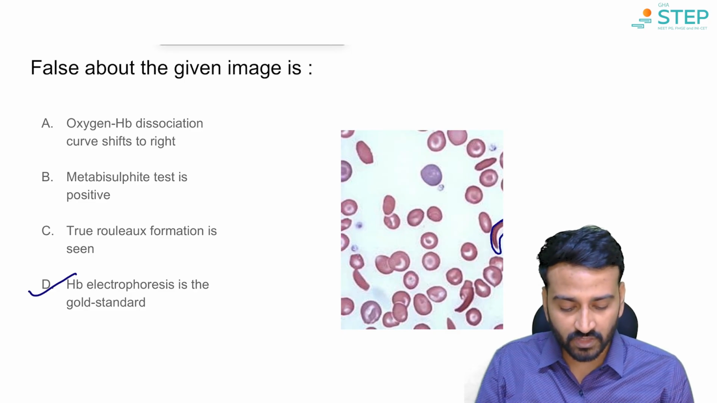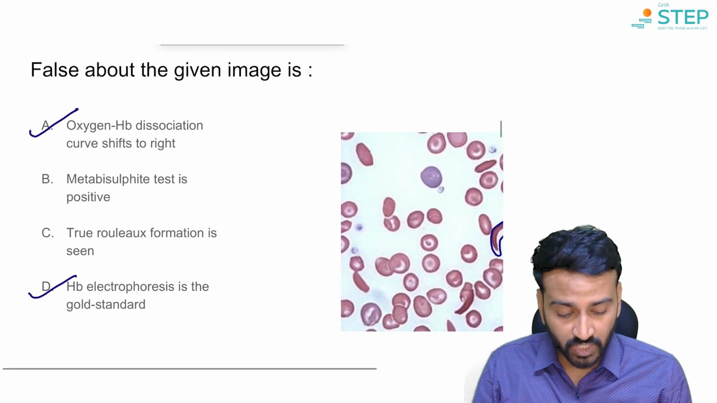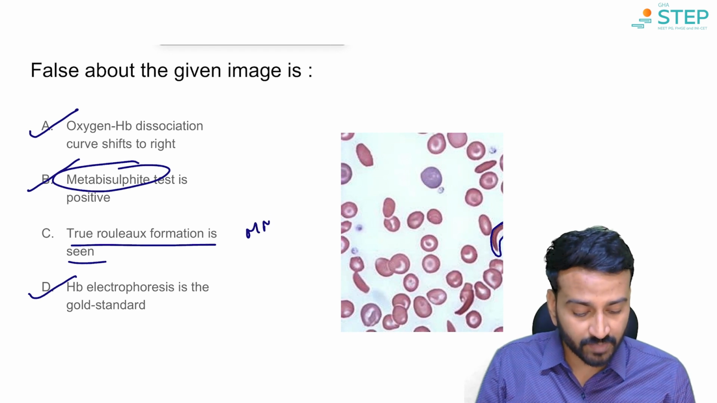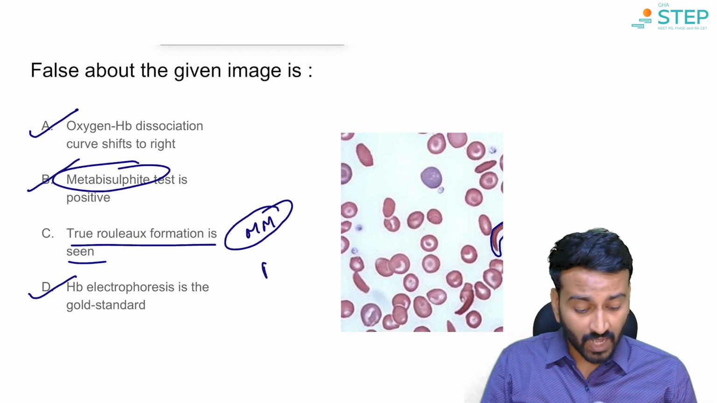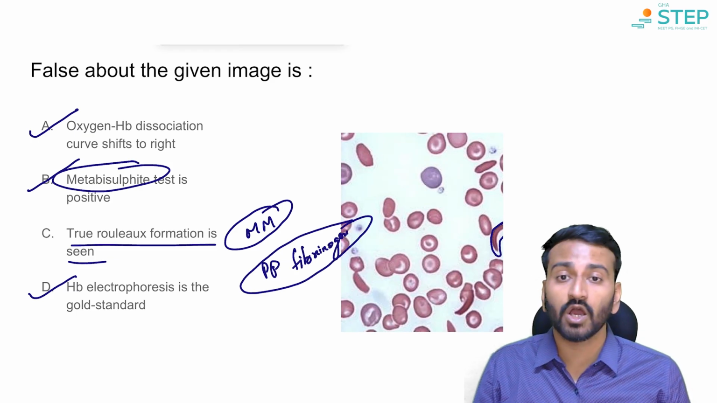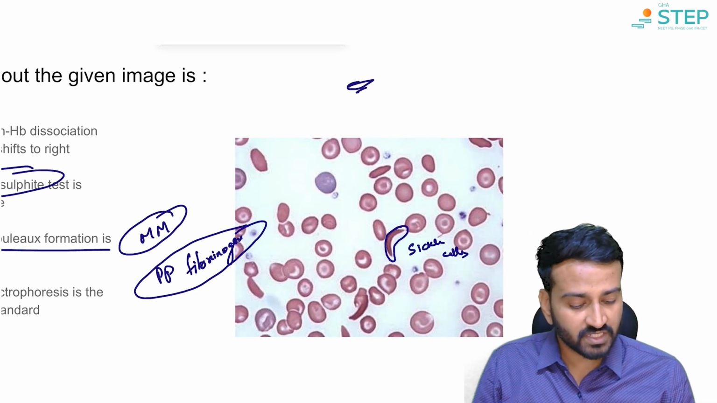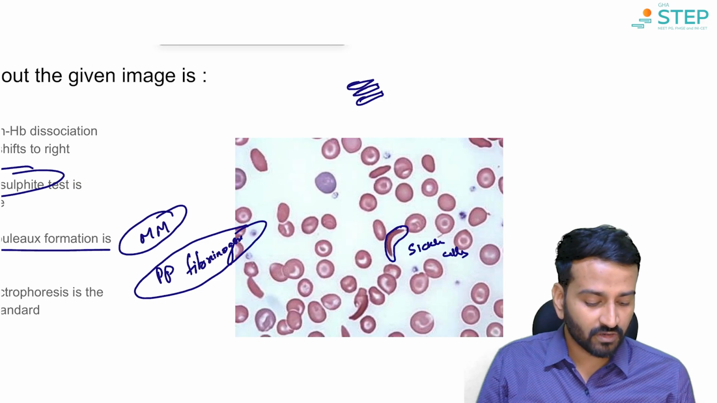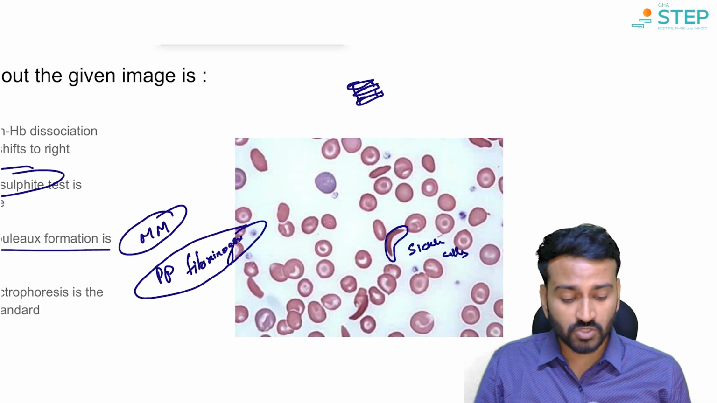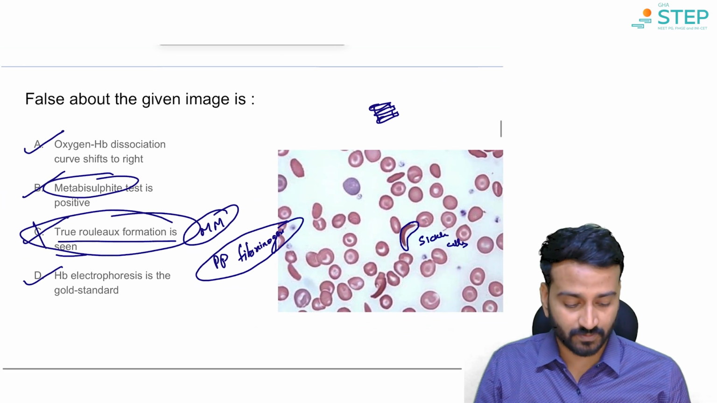And oxygen hemoglobin dissociation curve shifts to right. Yes. Metabisulfite is a reducing agent, so it will cause sickling. It is also correct. True Rouleaux formation, no. True Rouleaux formation is seen in multiple myeloma like conditions where plasma proteins like fibrinogen all increase. But here there is stacking of RBC other than because of plasma proteins. This is due to adhesion. Okay. This is not true Rouleaux formation. It is false or pseudo Rouleaux formation. So this is the correct answer.